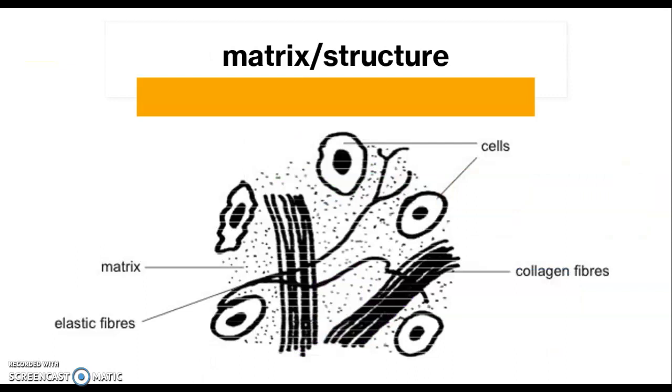Next, we have the matrix and the structure of connective tissue. It has few cells that are widely spaced with large amounts of interstitial fluid. It has a background material called the matrix, and embedded in the matrix are fibers and cells. The matrix in connective tissue can be semi-fluid and gelatinous, as in CT proper, firm but flexible, as in cartilage, and solid, as in bone.